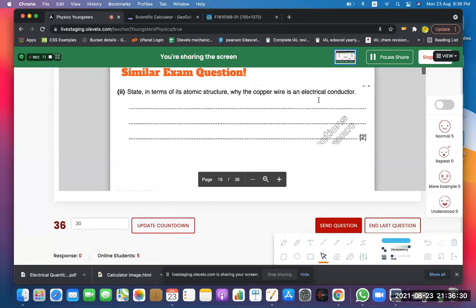Why metals are electrical conductors. Why copper wire is an electrical conductor. You have 2 marks, so 2 points. Let's see what response I can get from the small kids. Mashallah, 9 years, 10 years, and 11 years. Students of such a young age, mashallah, answering questions. They know the answers. Very good.